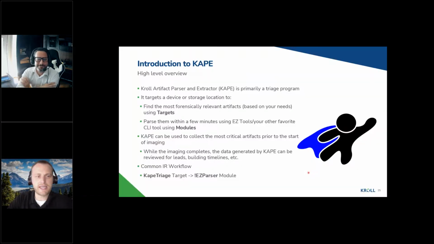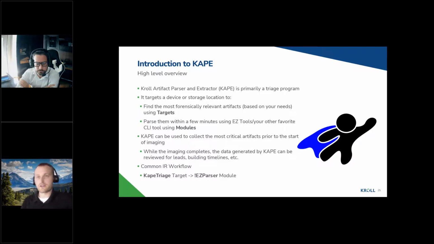So let's get to KAPE now, how we can automate this. For those who don't know what KAPE is, I'm sure most of you know what KAPE is, but we'll just do a high-level overview. It's primarily a triage program, and it uses targets and modules to basically do things. Targets are going to be, hey, I want to grab things that exist in this location. Modules are saying, hey, I want to parse that stuff that was in that location and make sense of it. CSV output, JSON output, HTML output, whatever the tool allows for.